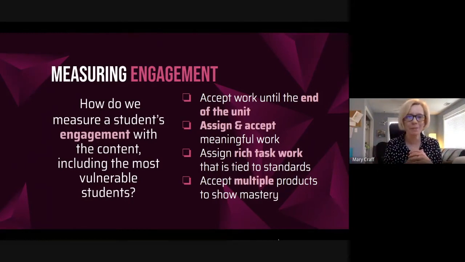We can accept that work until the end of the unit. Obviously, there has to be a cutoff. There has to be a point in time when we say it's now or never. So definitely, and then they haven't met that standard, right? They're just not academically prepared to move on. Assign and accept meaningful work. That means that work has to be a rich task that ties to that standard. And then allow them to have multiple ways to show that mastery.